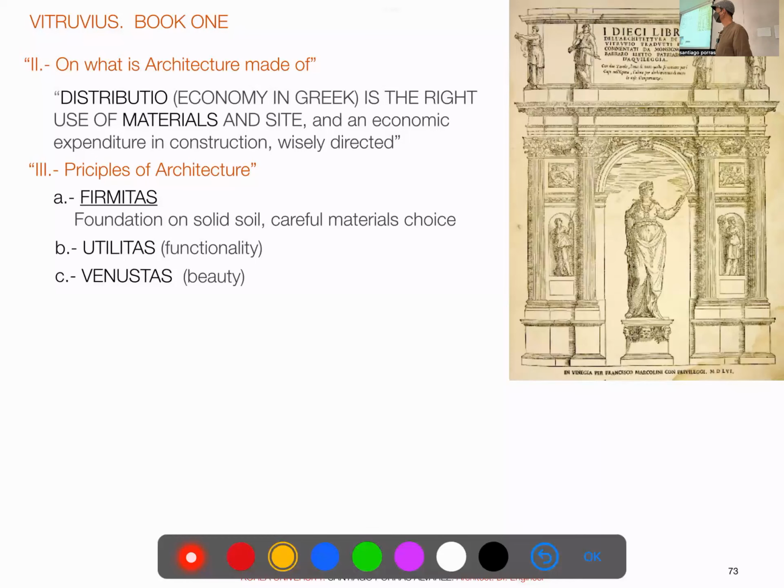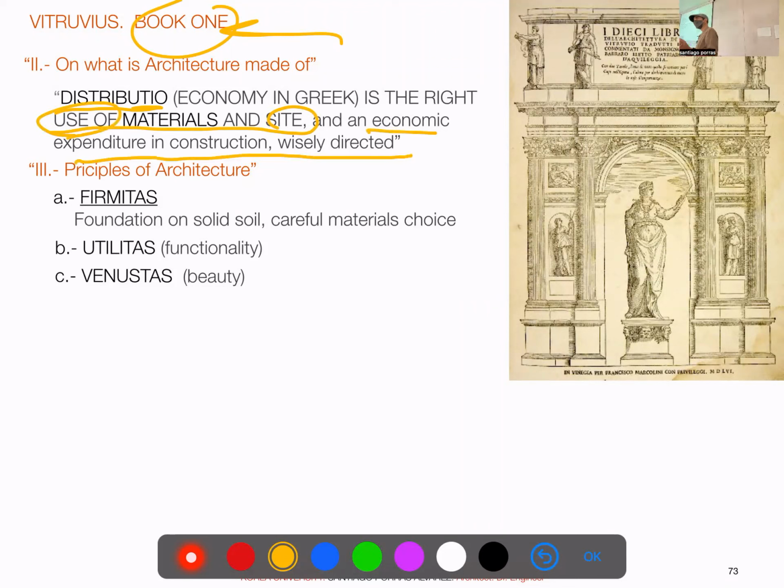So we go back to Vitruvius because it is interesting. There's so much common sense there that I think it's interesting to go back to it. In his book 1, at the beginning, he speaks about the reasonable use of resources, right? And when he speaks of distributio, right use of materials and site, it is what I've been speaking about for almost 1 hour. Economic expenditure in the construction wisely directed. That means spending only what is necessary. Again, it's being very aware of the needs and the possibilities.